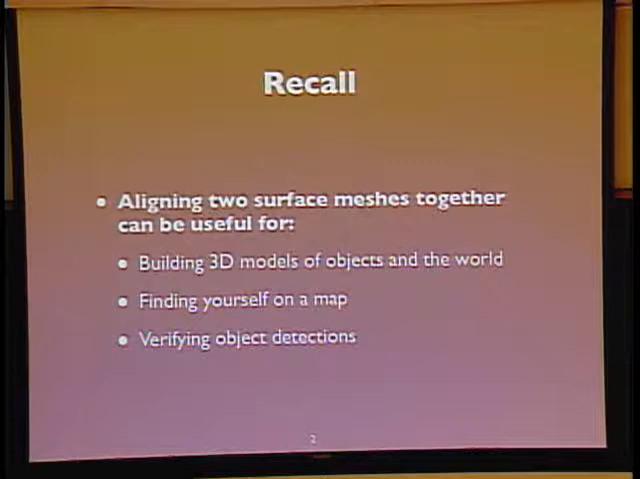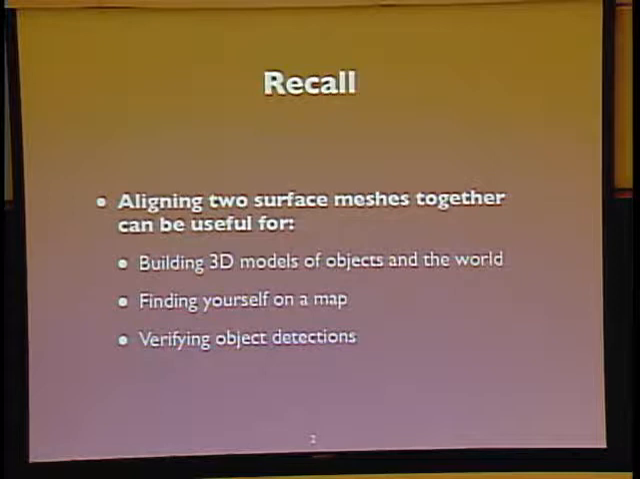If you can do so, you can build 3D models of objects and 3D models of the world by taking multiple snapshots and piecing them together. You can locate yourself in a map by taking a 3D scan all around you and aligning that to a much larger map. And you can verify that you have properly detected objects that you think you have detected in a big 3D scan of an extended environment. So aligning scans are useful.